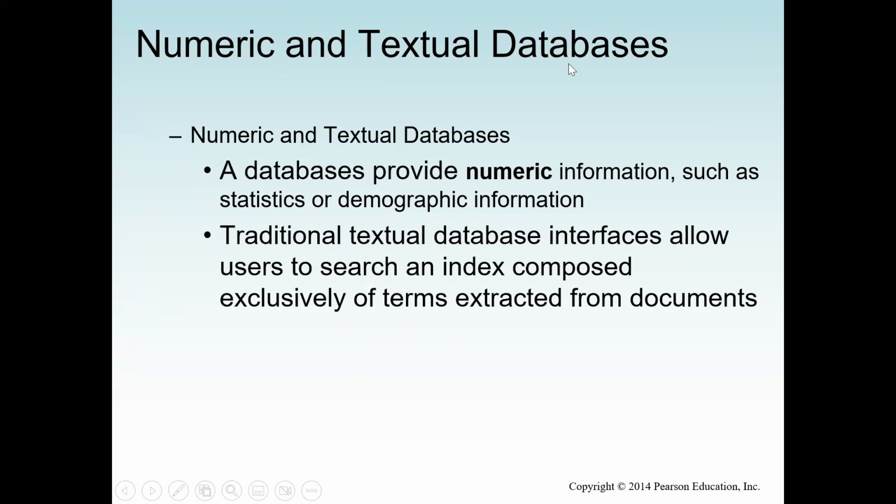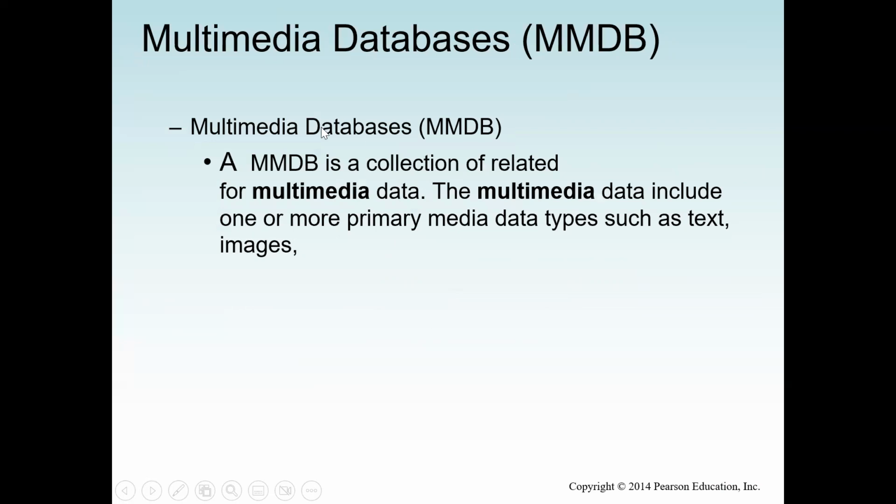So a numeric and textual database system, we say, is a database that provides numeric information such as statistics or demographic information. It's a numeric database system. Also, traditional textual database interfaces allow users to search an index composed exclusively of terms extracted from documents. Now, a multimedia database is a collection of related multimedia data. So multimedia data can be images or media data types, videos, etc.